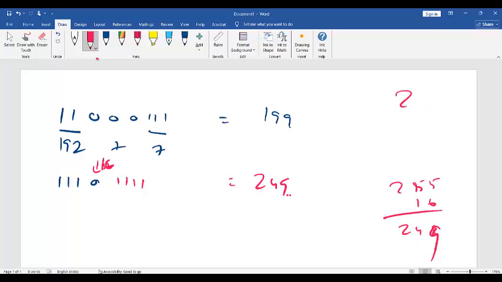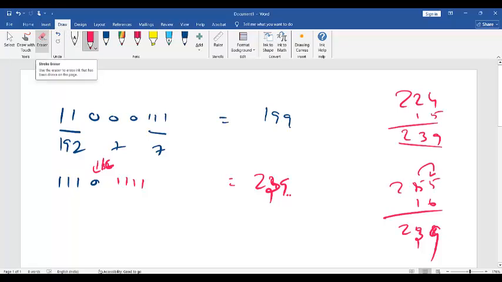Or 224 plus 15, it is 239. Correct. We already gave 1, no? So 4 minus 1 is 3. Sorry, I mentioned 4. 239. Yeah. Either you do it this way or that way. This is subtraction. This is addition. Okay. I'll give you a few more. Yes, please, sir.